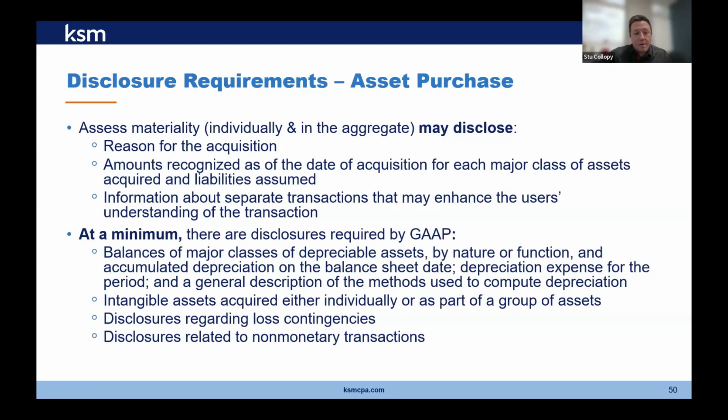And then for an asset purchase, what are the disclosure requirements? A lot of the same. You may disclose a reason for the acquisition, the amounts recognized as of the date of the acquisition, and then any information about separate transactions that help the user better understand the transaction. So it's definitely a little less is disclosed here than a business combination, but definitely still include it if it is material. At a minimum, GAAP does want you to disclose the balances of the major classes of assets. They also want you to disclose any intangible assets acquired and then disclose any loss contingencies or any non-monetary transactions.